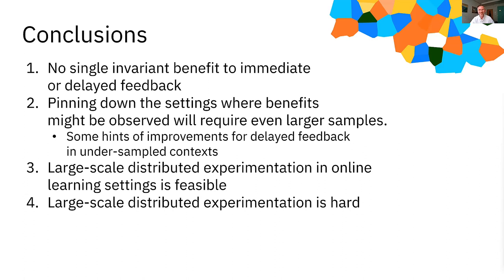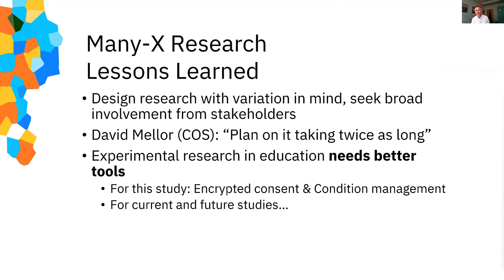Openness is good, and being transparent about the personal trials and tribulations of an experiment is worth being transparent about. So when I think about the lessons we learned from having administered a ManyX study, we think there's a lot of good reason to design research with variation in mind, because global effects just might not exist. And it would require us to seek broad involvement from stakeholders. We'd have to talk with all the different places where a research study might be implemented about the terms of the research, what the policy should be, and how they would be involved.